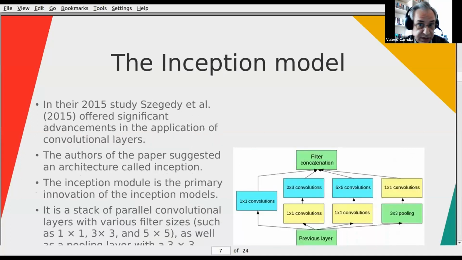Then we have the Inception model, which was introduced by Szegedy et al. in 2015. It is called that because of the architecture introduced in the model, which is called inception. The primary innovation of the Inception model is a stack of parallel convolutional layers with varying filter sizes, such as 1 by 1, 3 by 3, and 5 by 5, as well as a pooling layer with a 3 by 3 maximum, the outputs of which are subsequently concatenated.